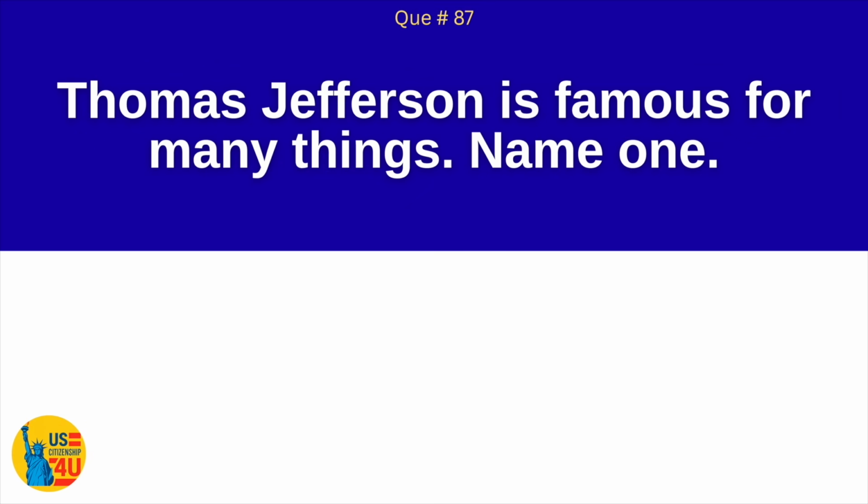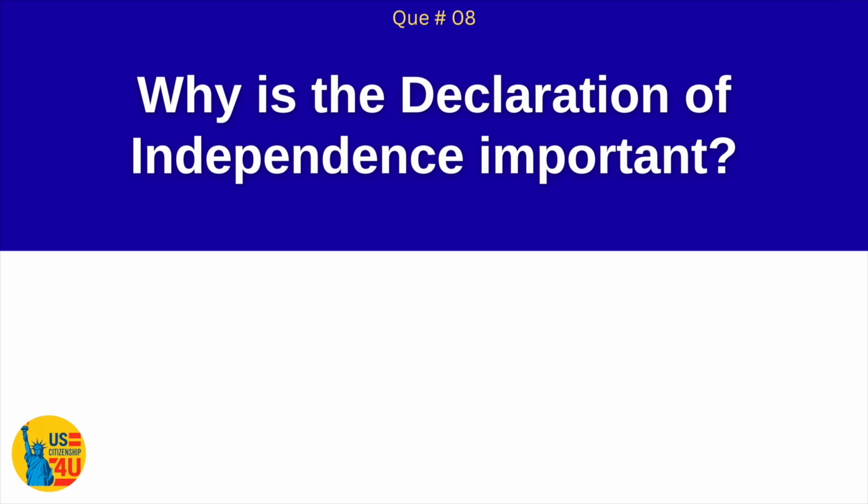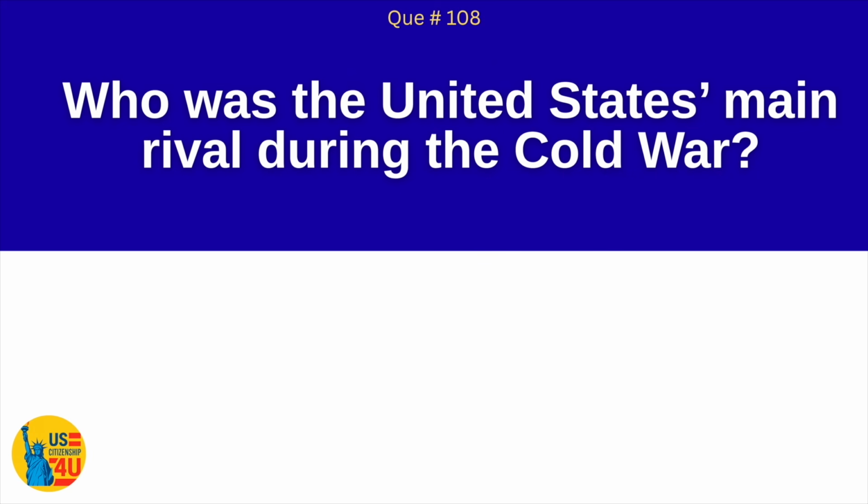Thomas Jefferson is famous for many things. Name one. First Secretary of State. Why is the Declaration of Independence important? It says America is free from British control. Who was the United States' main rival during the Cold War? Russia.